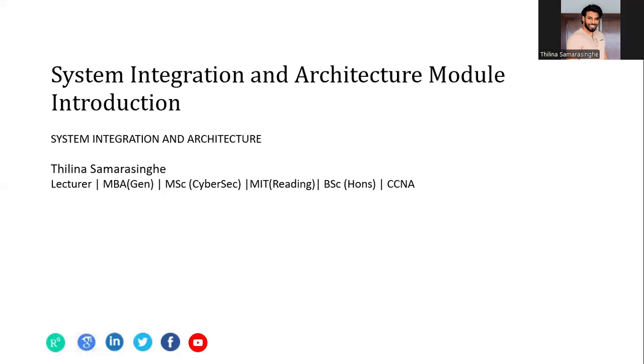System Integration and Architecture. Right? So this time we are diving into system integration and architecture. So if I give you a brief introduction about what is system integration and architecture. System integration and architecture is an important area in information technology, which focuses on connecting different systems together. You can see in the term itself, system integration is there, and then you can say system architecture, right?